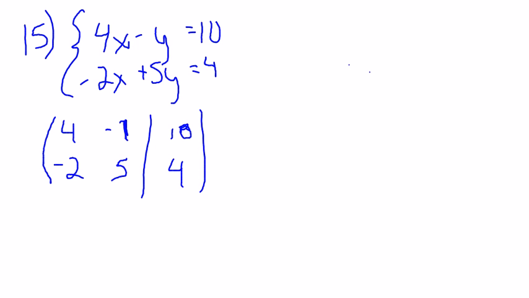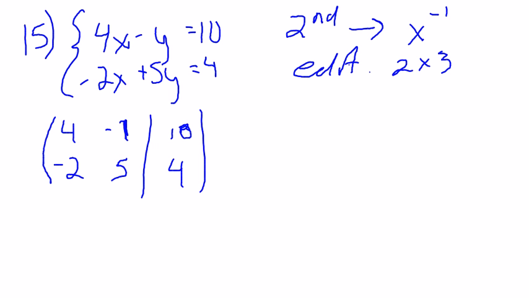So I need to plug this into the matrix part of my calculator. You're going to hit the second button and then go to the button right underneath math on the left side. It says x to the -1. You're going to go to edit. You're going to make a 2 by 3 matrix, and then you're going to plug these numbers in for your matrix.